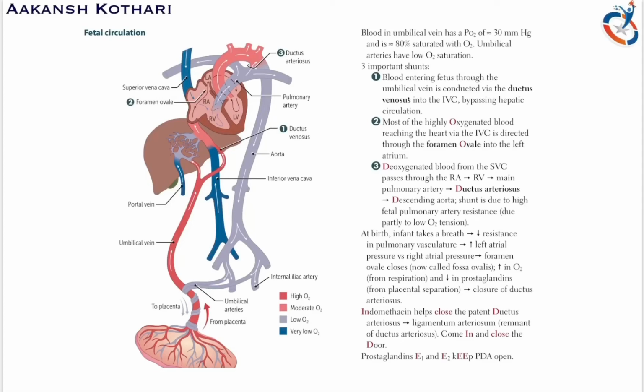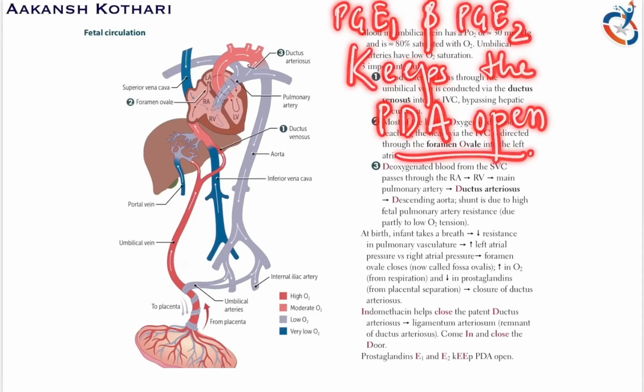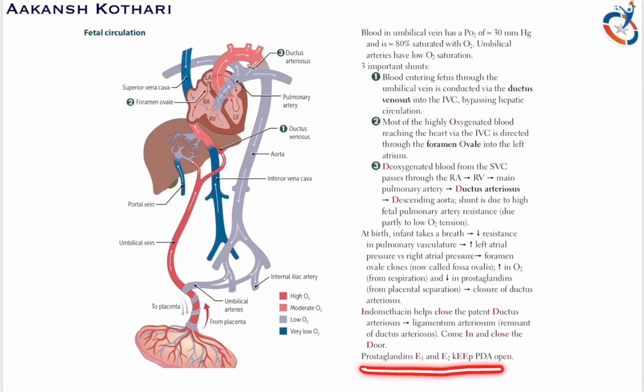Okay, let's talk about prostaglandins. Prostaglandins E1, that is PGE1 and PGE2, keep the patent ductus arteriosus open. Okay, the prostaglandins E1 and E2 keep PDA open.